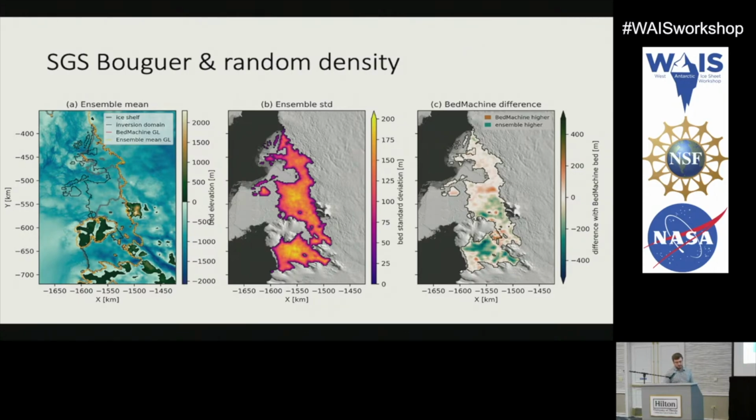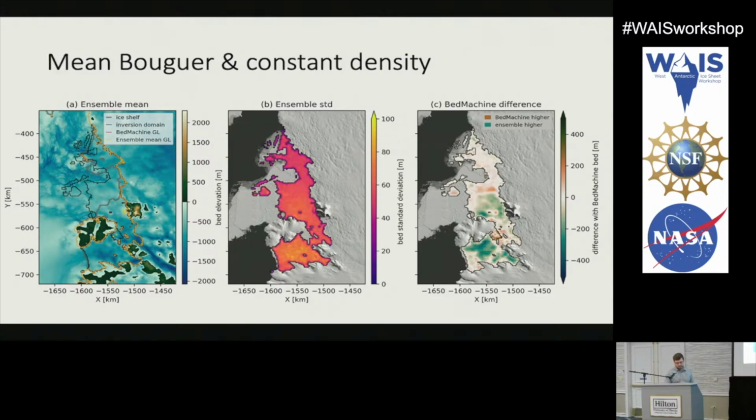Okay, and then instead if we use a constant Bouguer disturbance, that's the mean of those SGS realizations, we see a very different character. So the uncertainty is much lower, and it has a kind of different spatial characteristic. And this ensemble is representing uncertainty due to just the measurement uncertainty. However, we see a very similar difference with BedMachine.